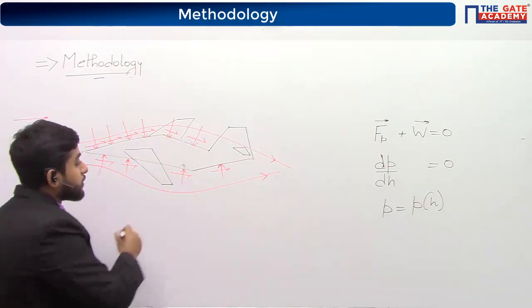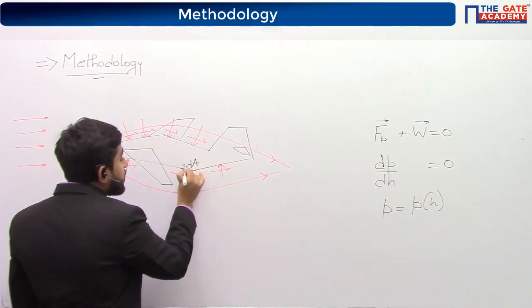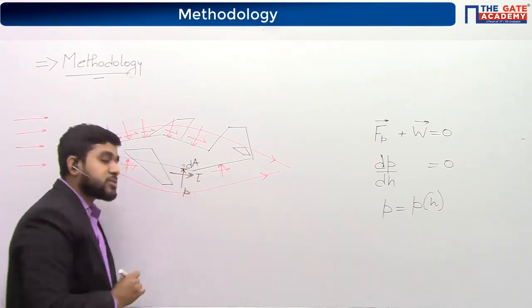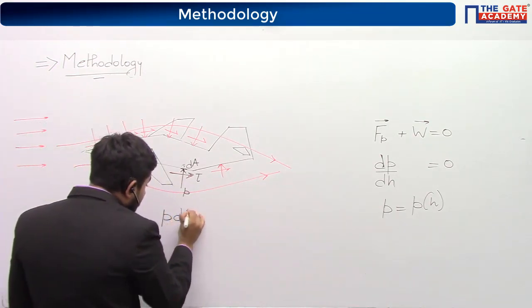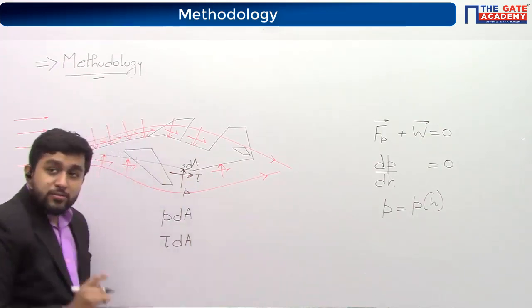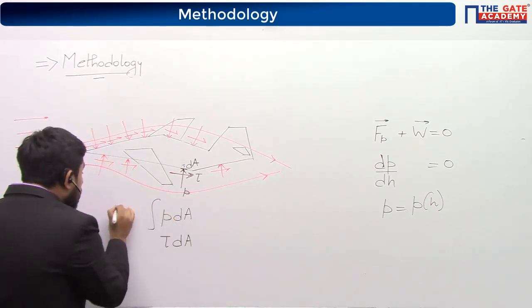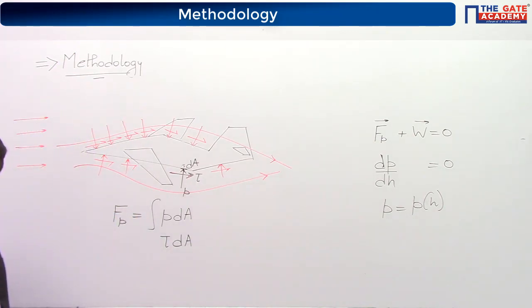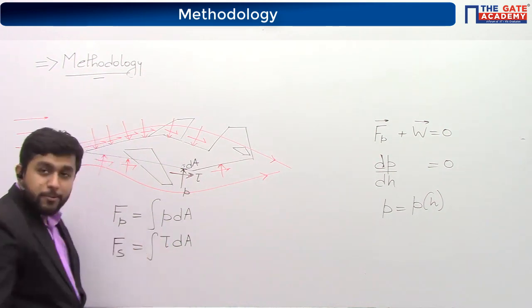Okay, now consider a single point. Okay, this point has area dA. At this point the pressure is P and at this point the shear stress is tau. Okay, so at the point, first of all, there will be a pressure force at the point and similarly there will be a shear force. These are the forces at a single point. So when you will integrate, you will get the total pressure force on the body. And similarly when you will integrate, you will get the total shear force on the body.